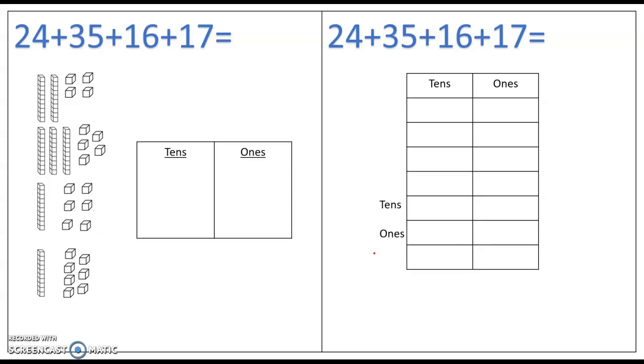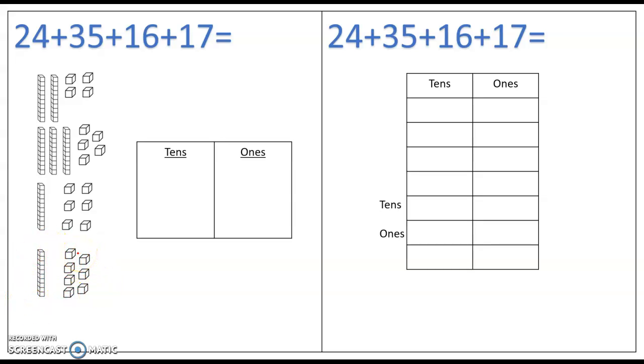There's a few different ways we can do this. One way is by adding our tens and adding our ones. And you can always draw a picture of tens and ones, or if you have tens and ones blocks, you can do that too. I've already put our tens and ones in place. So this is 24, 2 tens and 4 ones. 35, we have 3 tens and 5 ones. 16, we have 1 ten, 6 ones. And 17, we have 1 ten and 7 ones.